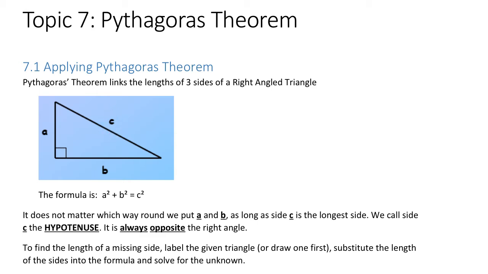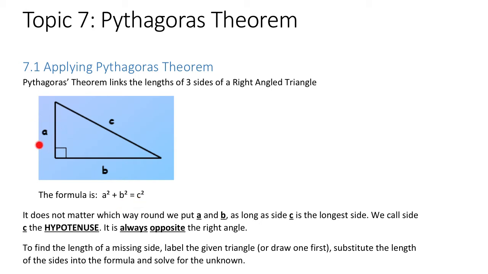The other two sides that make up the right angle, so A and B in this case, it doesn't really matter which one you label A and which one you label B. So the base of this triangle could have been A and the height of it could have been B. Regardless though, the formula, that is Pythagoras' theorem, is A squared plus B squared equals C squared.